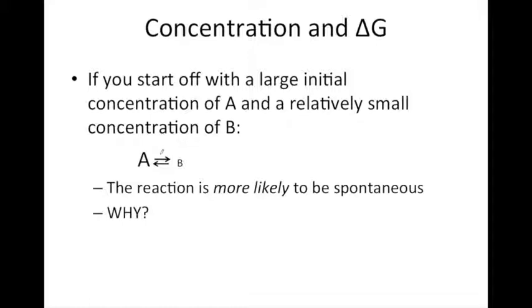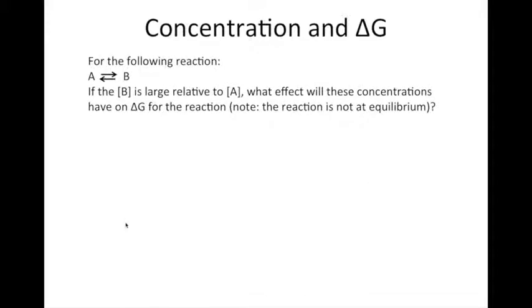Let's look at our second possibility, where we start off with a relatively high concentration of reactant and a relatively small concentration of product. We said that under these conditions, the reaction is more likely to be spontaneous. Let's explain why that is.